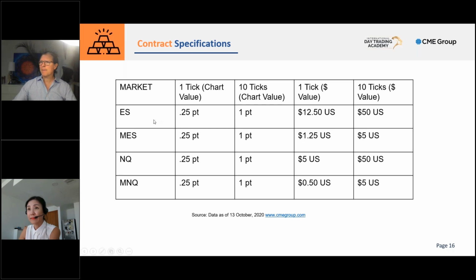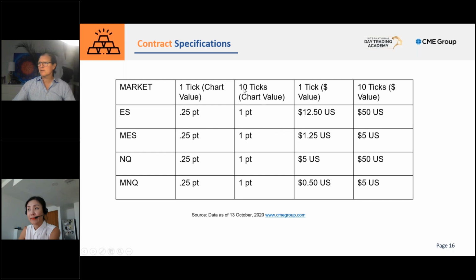Now the ES, which is the E-mini S&P 500, these are the codes. If you see these here, you've got the micro E-mini S&P 500, you've got the NASDAQ 100, and then you've got the micro NASDAQ 100. Now, as you can see, the tick values are all the same. Every smallest fluctuation of price movement is 1/4 of a point.